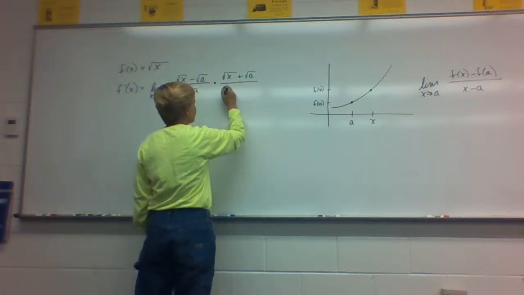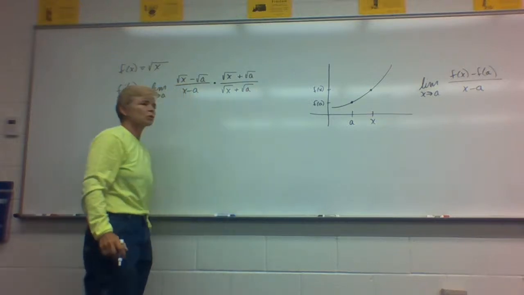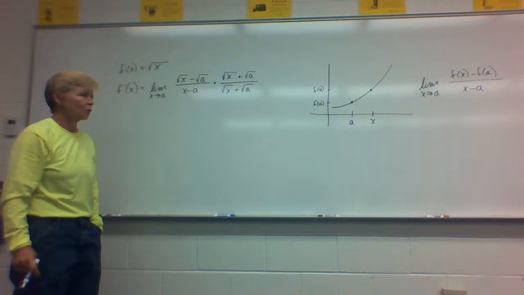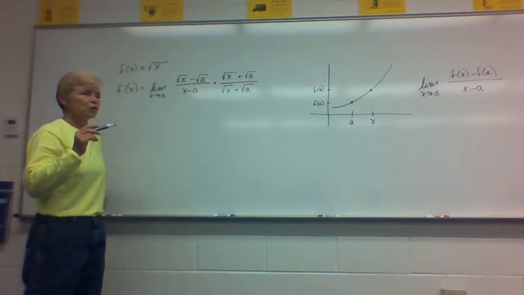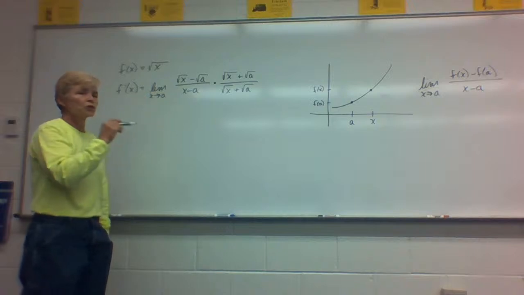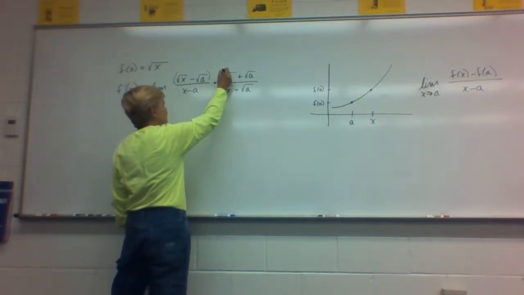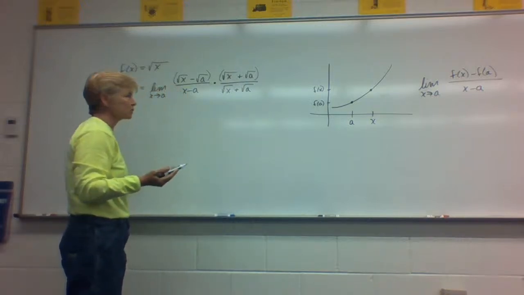So on the bottom, I have to multiply it by root x plus root a. So I'm really multiplying by 1. You okay with this? All right, now watch. This is a really good example of why you do not FOIL out your denominators. You leave your denominators factored. We do want to FOIL the numerator because that's the whole objective, is to get rid of the radicals. And we do that with a conjugate.